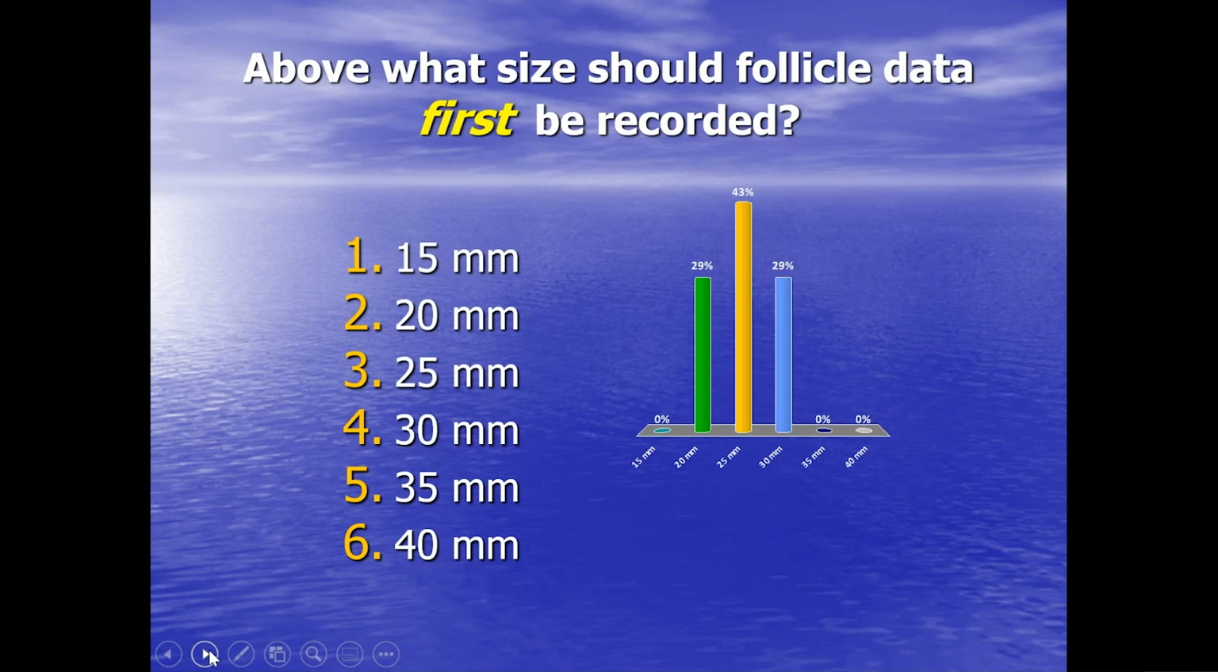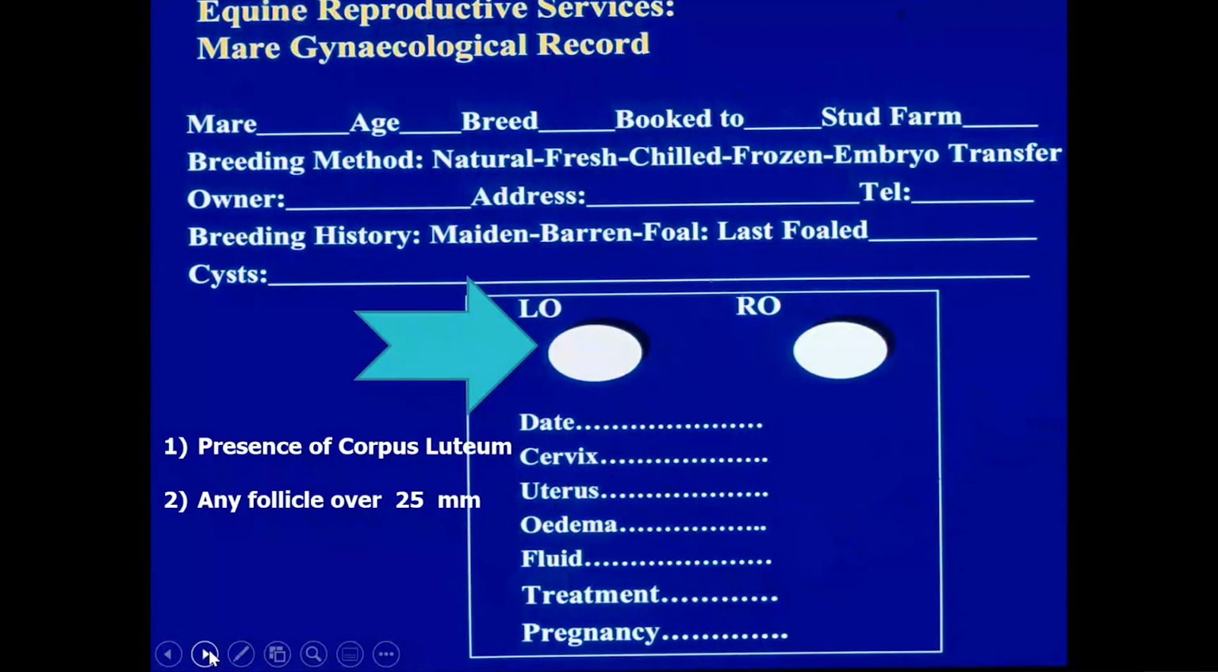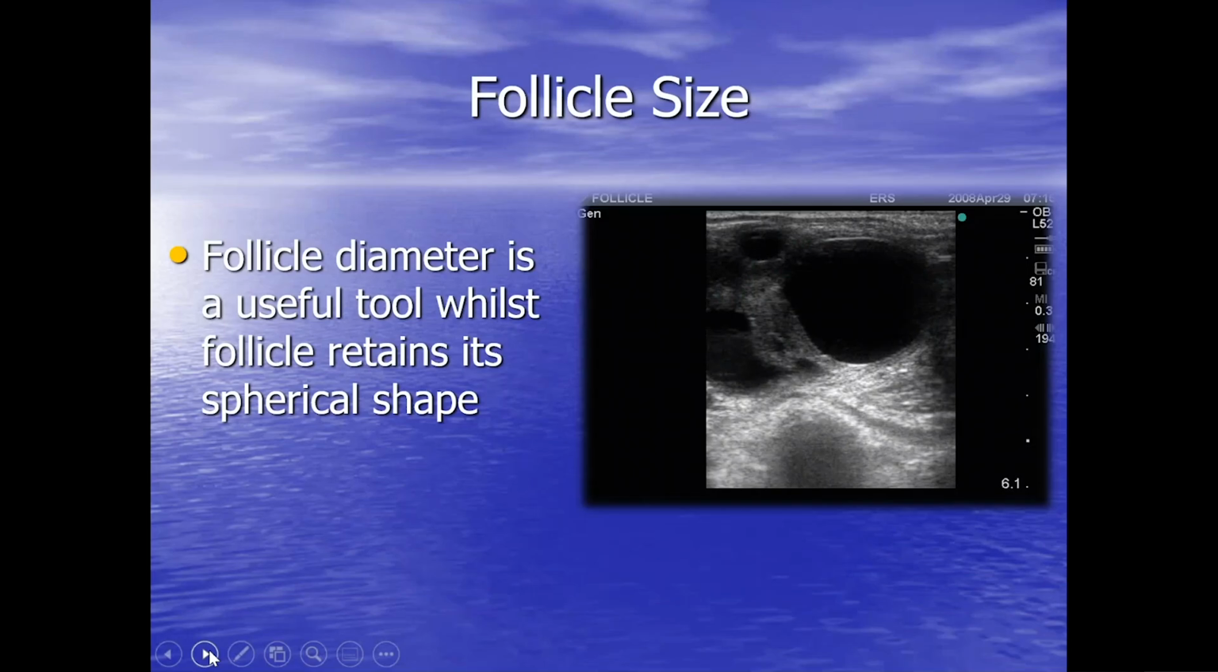Nothing wrong with recording at the 15 millimeter and above stage, but too many of them will be in a follicular wave, which is going to grow and then decrease in size again, i.e. not destined to be a pre-ovulatory follicle. So it seems to make sense to begin to record follicles from at least 20 millimeters, but I think for most of us, 25 millimeters and above would be a start point. So I record presence of a CL, presence of a corpus luteum, any follicle over 25 millimeters.